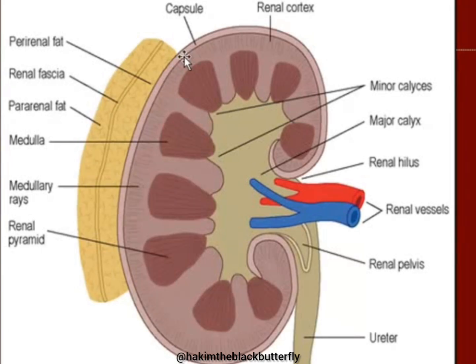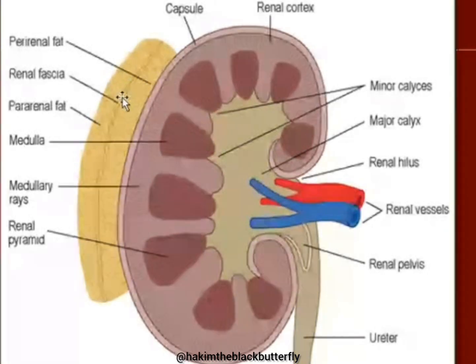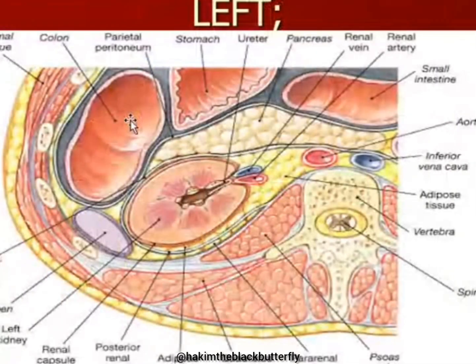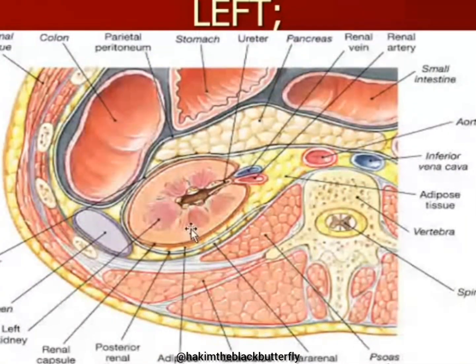From out, the renal capsule, the perirenal fat, the renal fascia, and the pararenal fat are the ones which protect the kidney and absorb shock. And even when you look at them in transverse section, this is the left kidney in transverse section. Remember, the left kidney is near the aorta, and the right kidney is near the inferior vena cava. Never forget that.